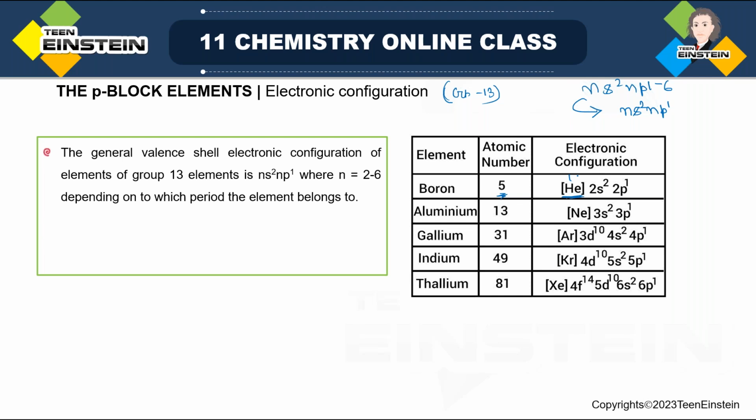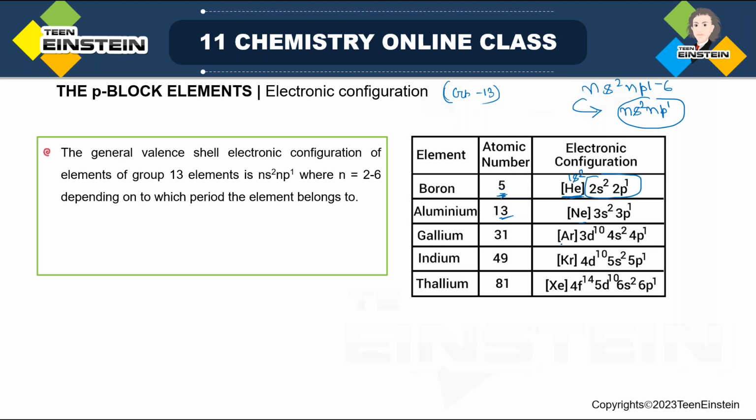So here basically we have 1s2. So total 5 electrons, 1s2, 2s2, 2p1. But if you just focus on this part, it is following this general pattern, ns2, np1. So it is from second period. So that is why it is 2s2, 2p1. Then for aluminium, total 13 electrons. Now the configuration is neon configuration, the last noble gas.